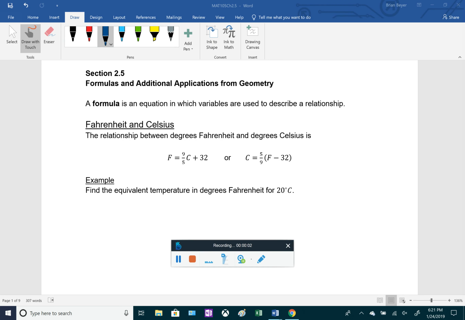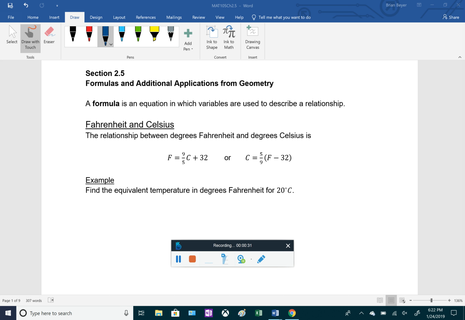In section 2.5 now, we're going to be doing several more applications. It'll be a little bit more geometrical, and we'll be getting into formulas just a little bit more. So before we start, we're going to deal with a couple formulas. A formula is an equation in which variables are used to describe a relationship. So there's usually going to be two or more variables, and it's going to describe the relationship between those two or more variables.